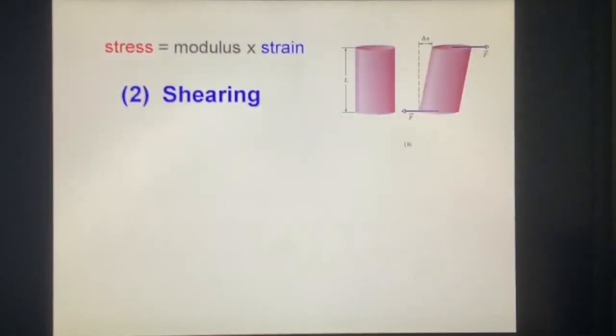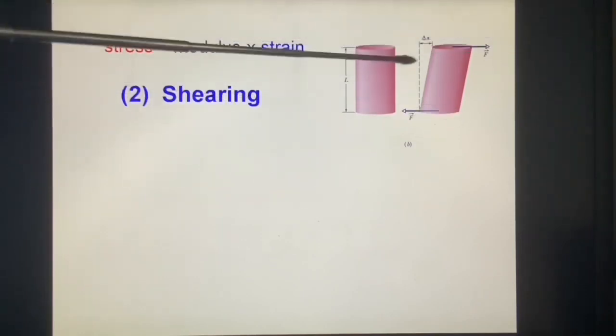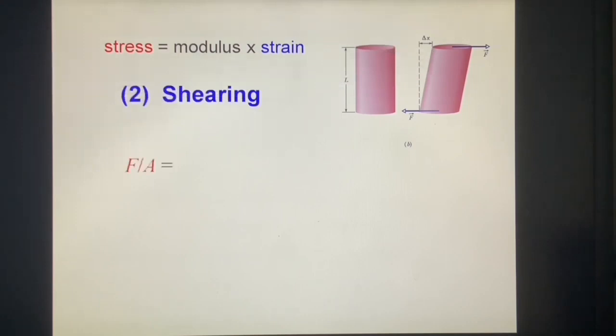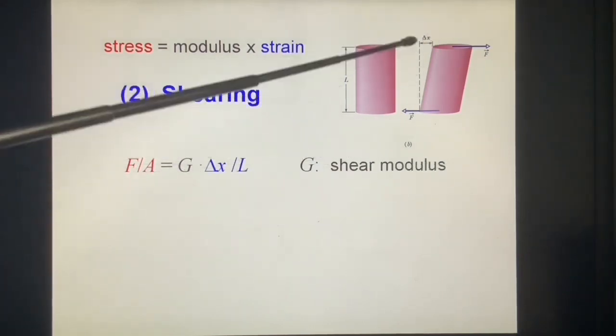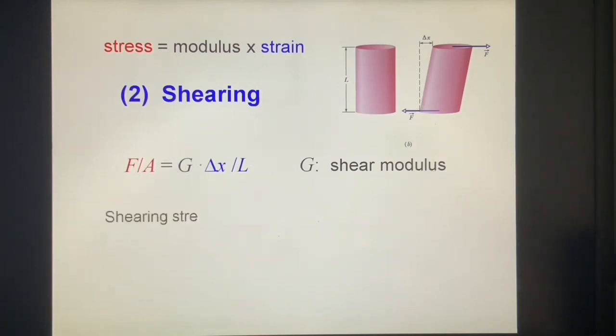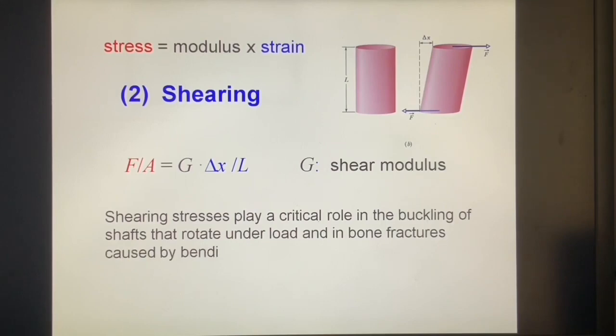Two, shearing. Shearing is a force on the surface, not perpendicular, but along the surface, so it will have a displacement delta L. We write F over A equals G times delta L over L. G is called the shearing modulus. Shearing stresses play a critical role in the buckling of shafts that rotate on a rod and in bone fractures caused by bending.